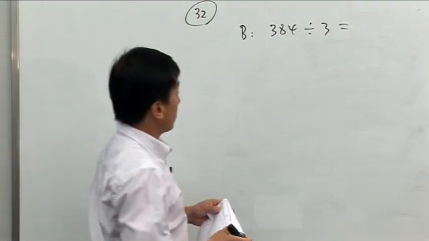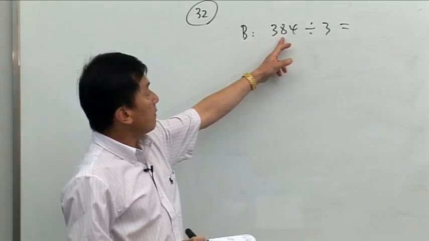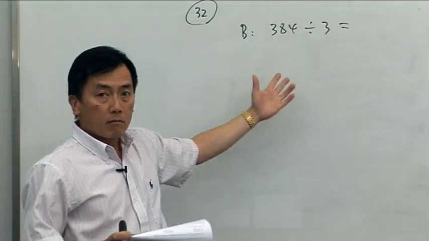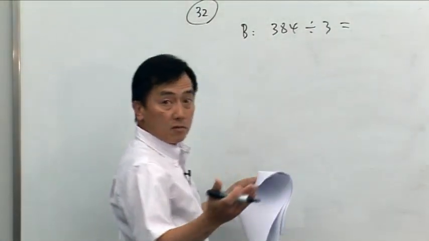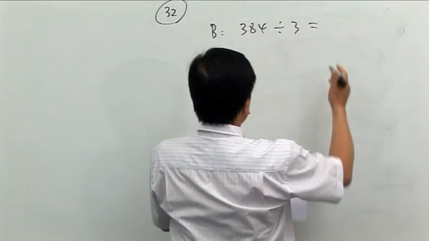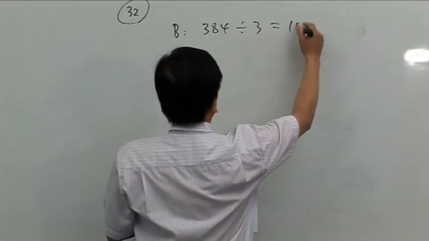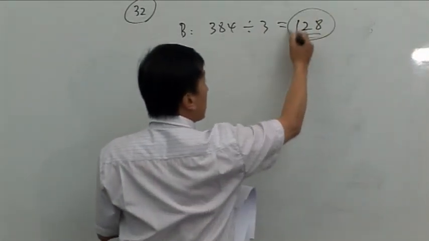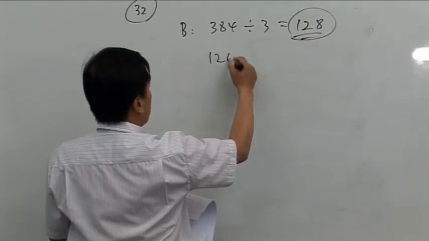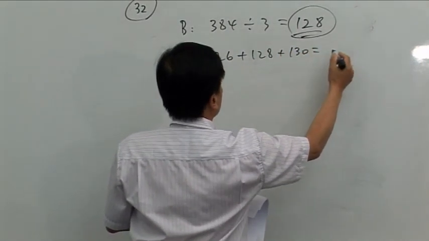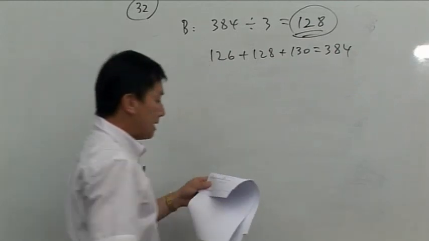We can divide it by 3. 3 plus 8 is 11, plus 4 is 15. 1 plus 5 is 6. So that's divisible by 3. If we were to divide that, that's going to give us 128. So in this case, that's going to be our middle number. So the numbers are going to be 126, 128, and 130. That would give us the sum of 384.